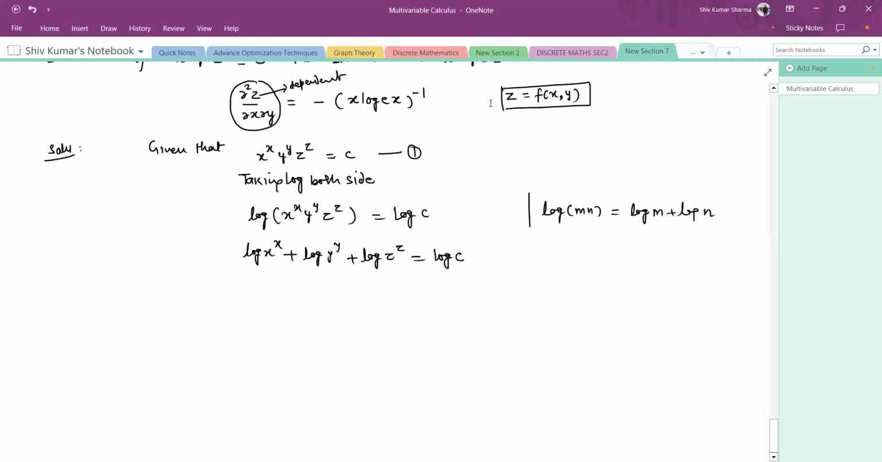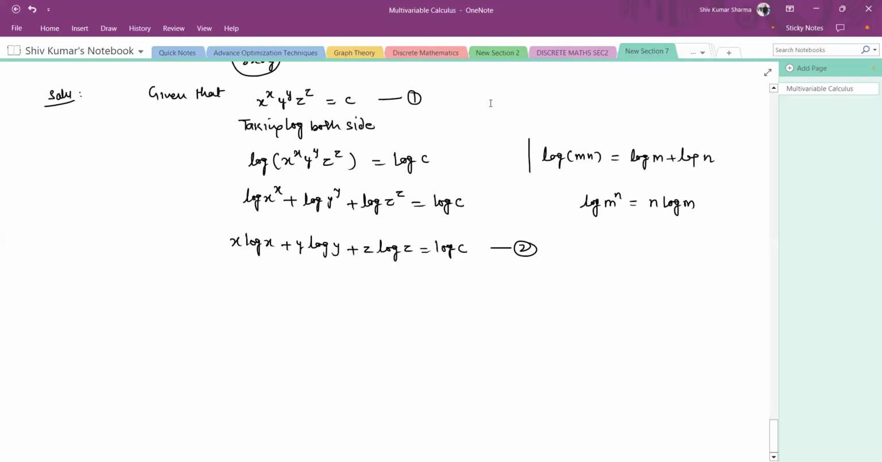So again, we use the log property: log m raised to the power n can be written as n log m. So we write this as x log x plus y log y plus z log z is equal to log c. So this is our equation 1. So we start the derivative part from here.